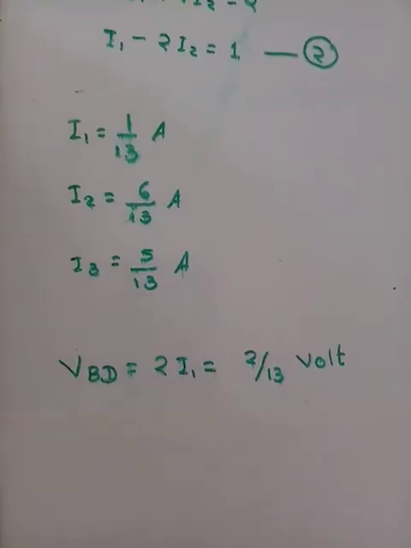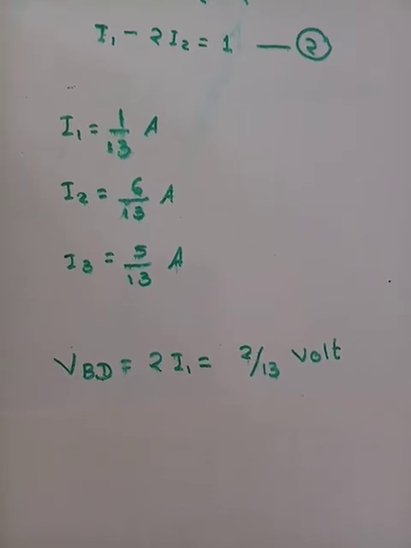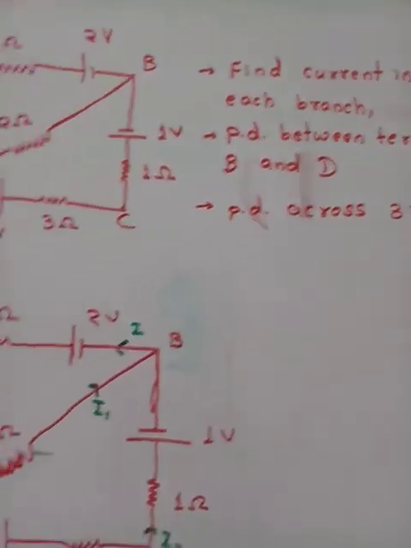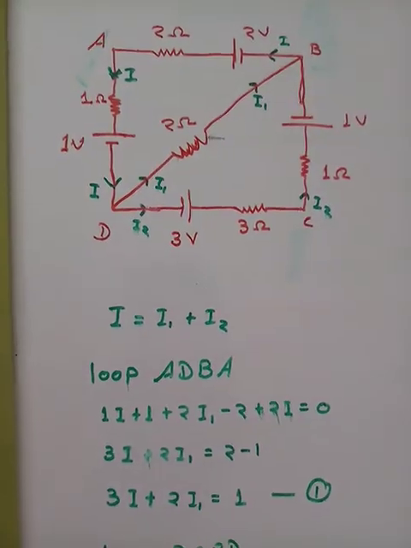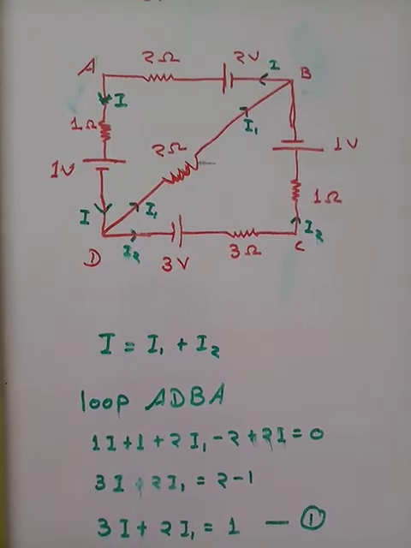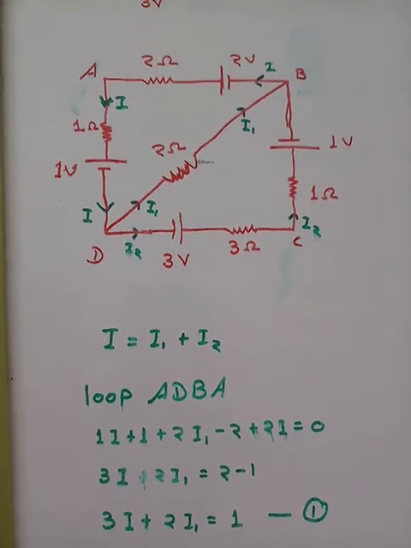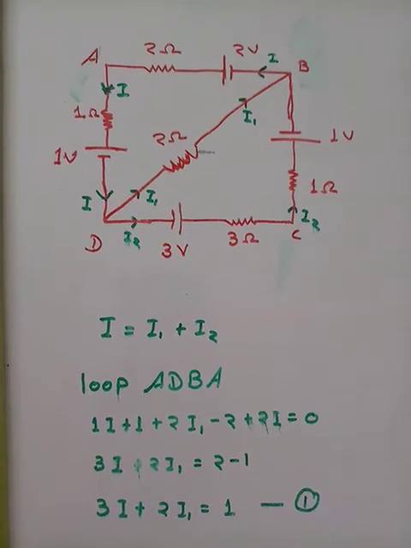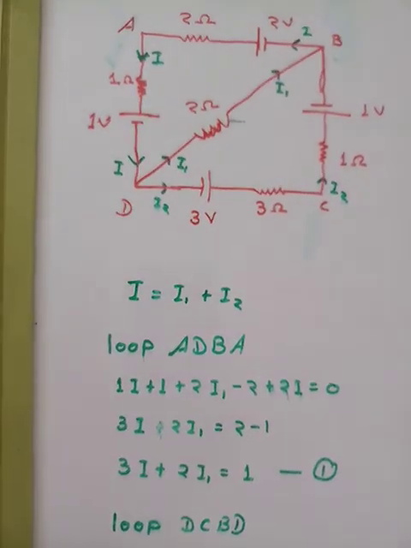That's it. Now again going back to the question, what do you have to find? The potential difference across the 3 volt cell. Here you see the 3 volt cell and the potential difference across the cell. See, the cell is of 3 volt, but the 3 volt is the EMF of the cell. It is not the potential difference. How to find the potential difference? Use the cell equation for that.